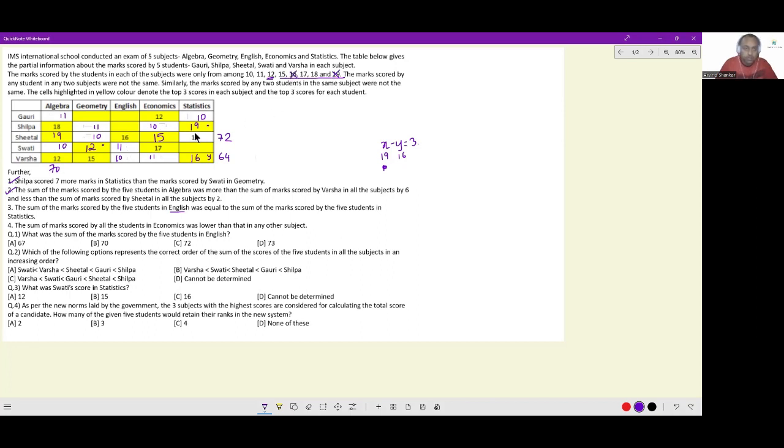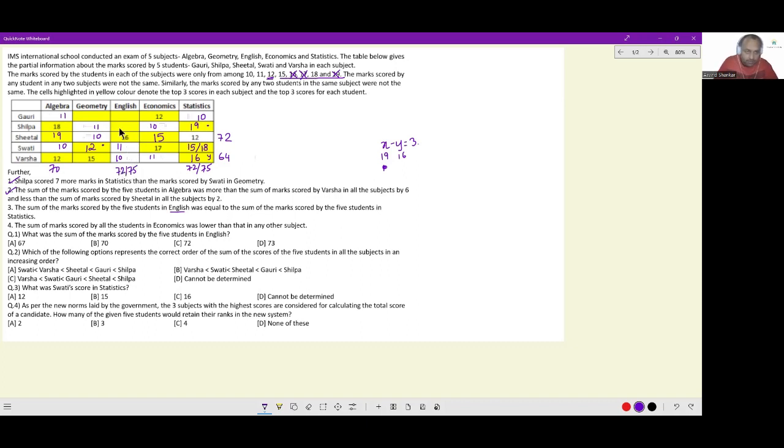16 is out because it is already used. And 17 is out because Swati has already scored a 17 in economics. So the potential score for Swati in statistics is only either 15 or 18. In which case, the summation for the statistics column will now be either 15, 10 plus 19 is 29, 29 plus 12 is 41, 41 plus 15 is 56, 56 plus 16 is either 72 or 75. Right now in English, either we will reach a sum of 72 or 75.